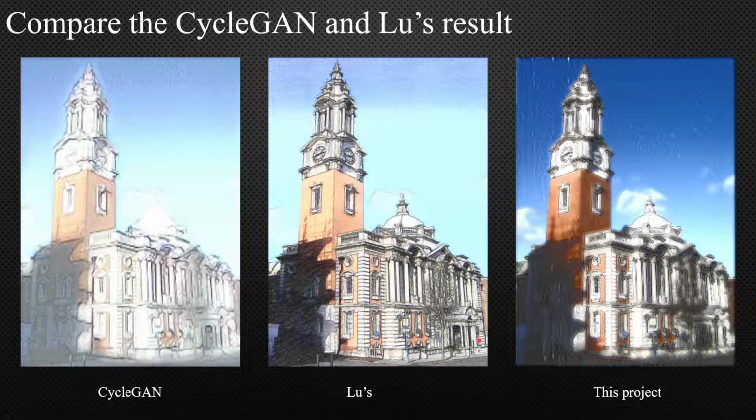We can clearly see that in the result of Lu and CycleGAN's result, the sky has split and is obviously overexposed. But in Lu's result, there are more details than this project. I think the reason is that it uses a different style of pencil texture.